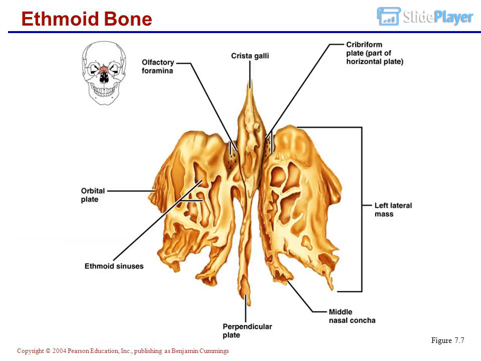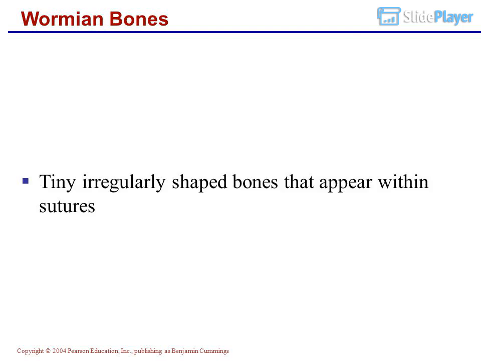Ethmoid bone. Figure 7.7. Wormian bones: tiny, irregularly shaped bones that appear within sutures.